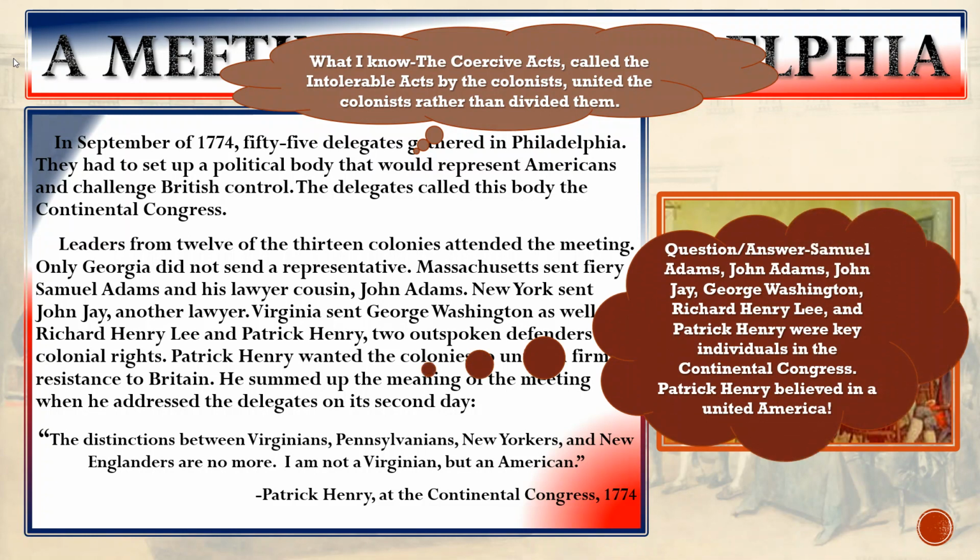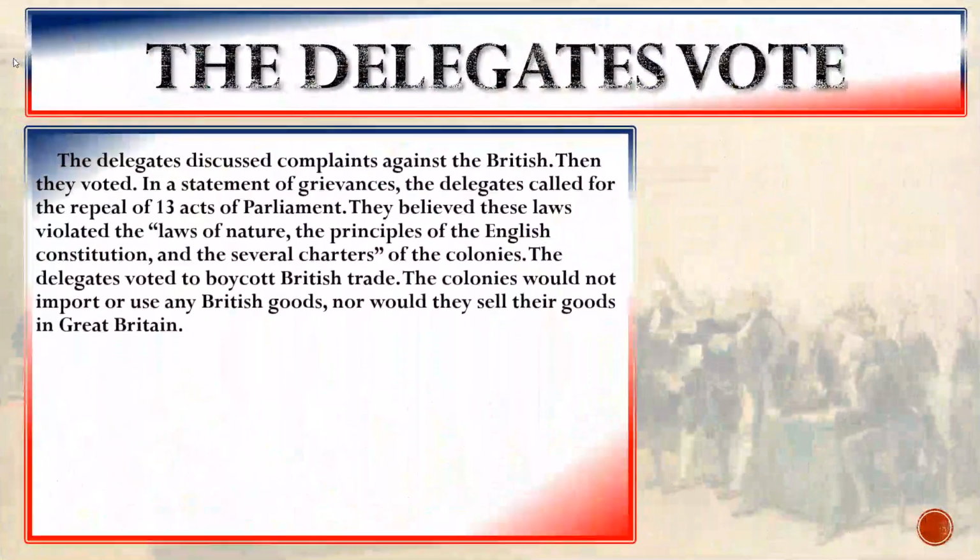If you go back to the Albany Plan of Union, they couldn't do this before. So fighting the French, fighting an external enemy that might have invaded them, that wasn't good enough. But having their rights taken away from them, having the representation taken away from them, that was worth fighting over. I always find it to be an interesting insight. So question and answer. Samuel Adams, John Jay, George Washington, Richard Henry Lee, and Patrick Henry were key individuals in the Continental Congress. Patrick Henry believed in a united America. So we see this for the first time, where the idea of coming together and getting things done is very important. So the delegates vote.